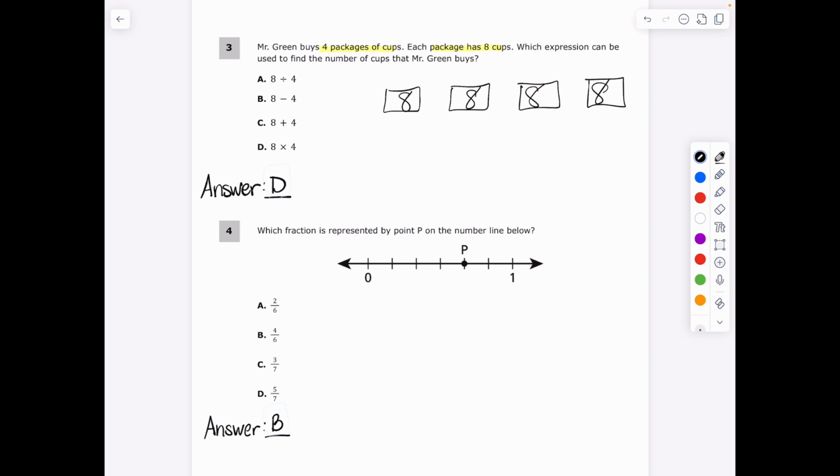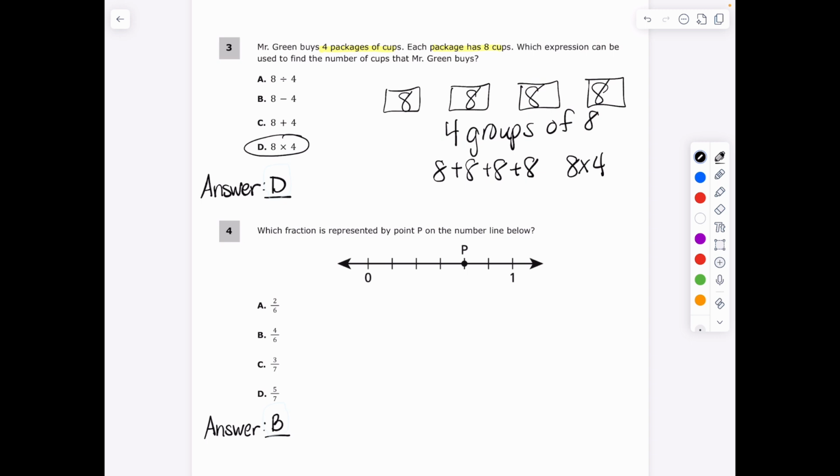So I could represent this as 4 groups of 8. This could be 8 plus 8 plus 8 plus 8. Or I can just say 8 times 4, 4 times 8. And that's why D works.